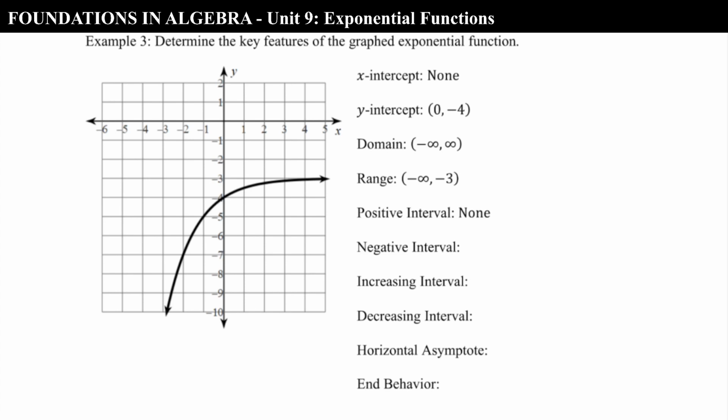We're not positive anywhere. We're negative everywhere. We're increasing from left to right in this graph, so negative infinity to positive infinity, which means we're decreasing nowhere. Our horizontal asymptote is at y equals -3. That's where we start to level out our graph. So our end behavior, on the right-hand side, as x approaches infinity, f of x approaches -3. On the left-hand side, as x approaches negative infinity, f of x approaches negative infinity as well, because our graph's going down.